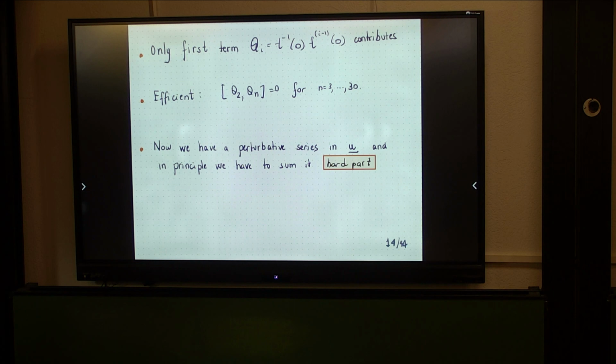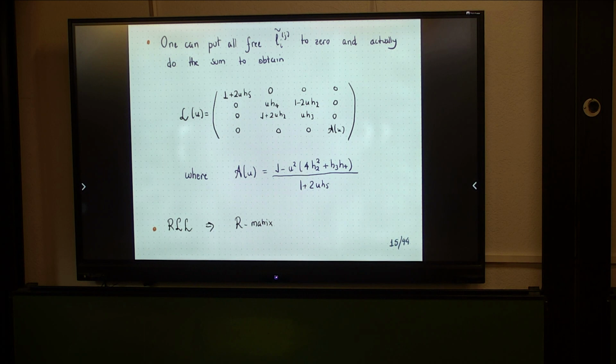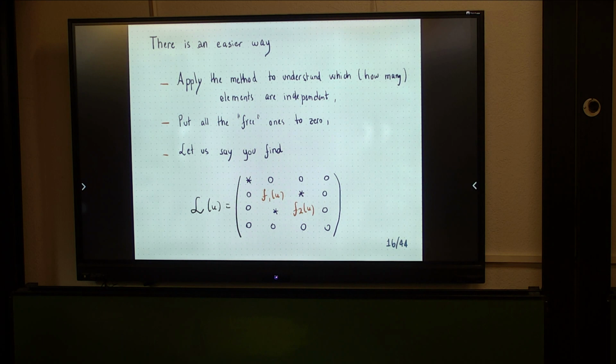So now we have a perturbative series in U, and in principle we need to be able to sum the series back, otherwise we don't get anything. This in principle is the hard part. For this model it's very easy, it's just fixed vertex, so you can get this very easily. To do that basically we put all the free ones to zero. So it's really not the usual six vertex that you see. You have a much more complicated element in one position and the rest you could bring to the traditional form by some transformation. Then if you have the Lax, you can compute the R matrix. It's very easy because RLL is linear in R, so once you have the Lax, the R matrix is immediate.